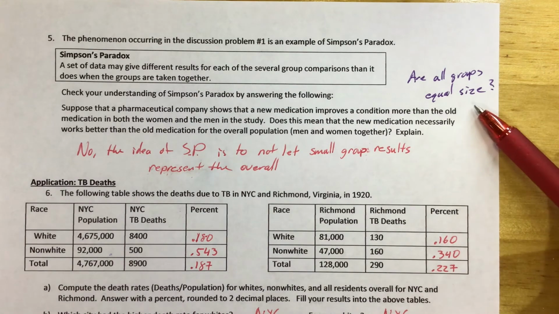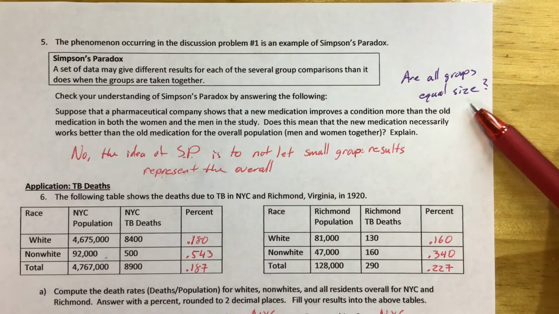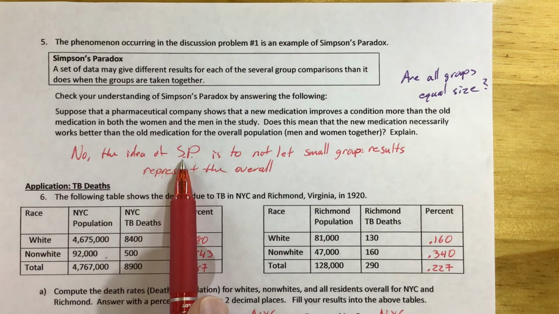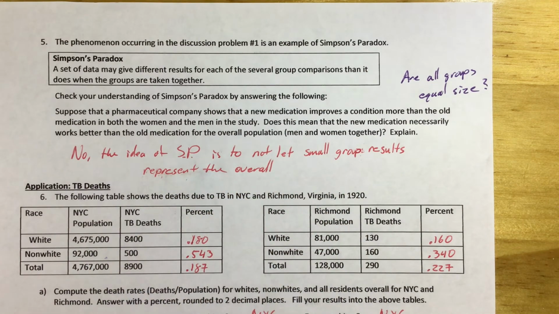Okay, here's the thought that I wrote to the side just to remind myself what I wanted to mention here. The answer says, no, the idea of Simpson's paradox is to not let the small group results represent the overall, because there might be something that, I'm going to say it this way, is unfair within your small groups. That might be the case that's wrong there.